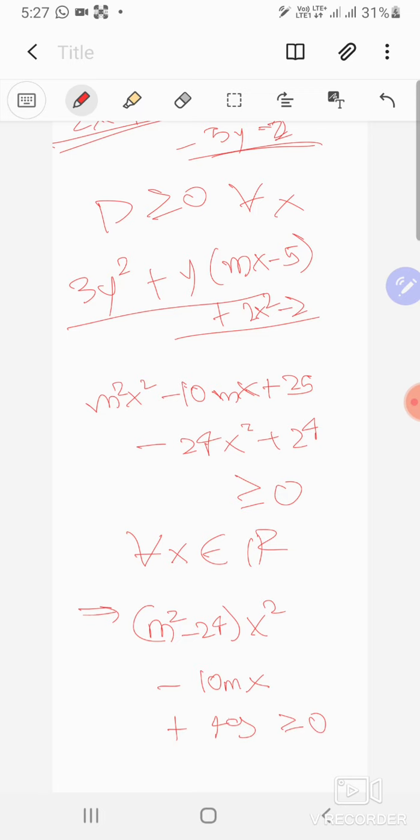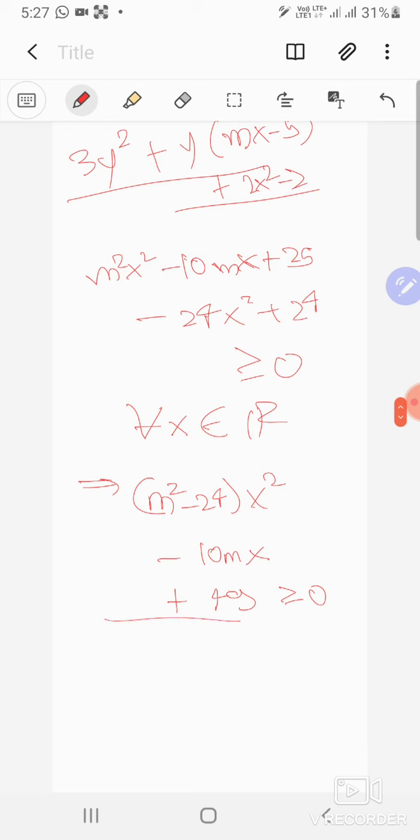This is supposed to be greater than or equal to 0 for all x belonging to the reals, which means that the discriminant of this quadratic has to be less than 0 and the coefficient of x squared has to be positive. So you have m squared strictly greater than 24.